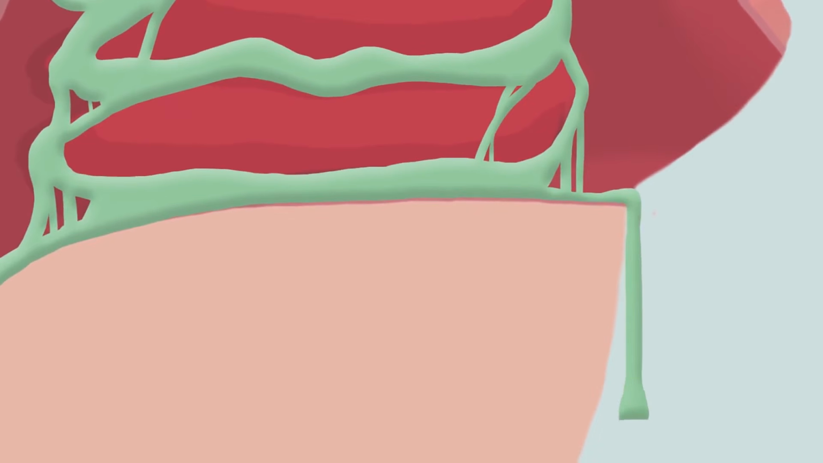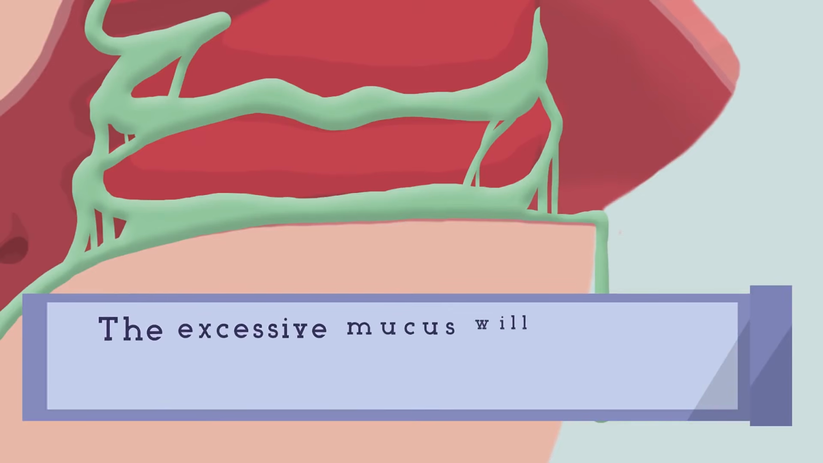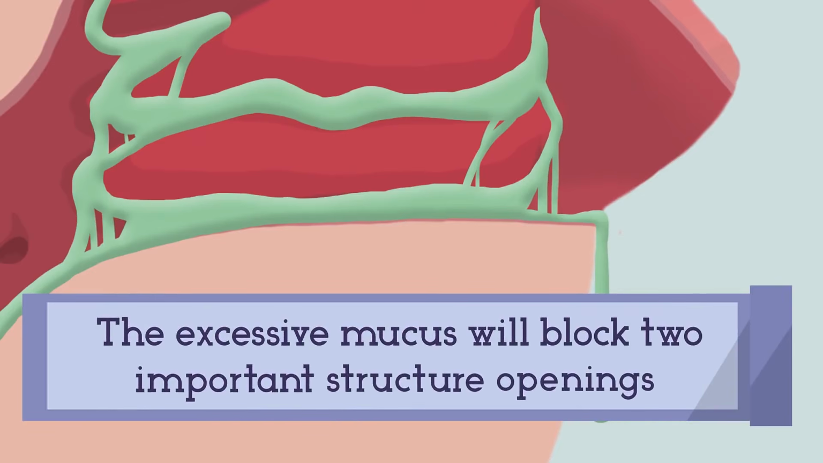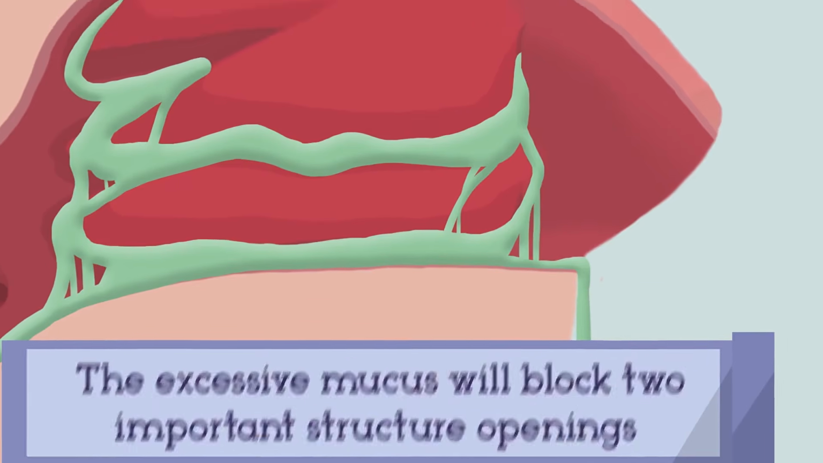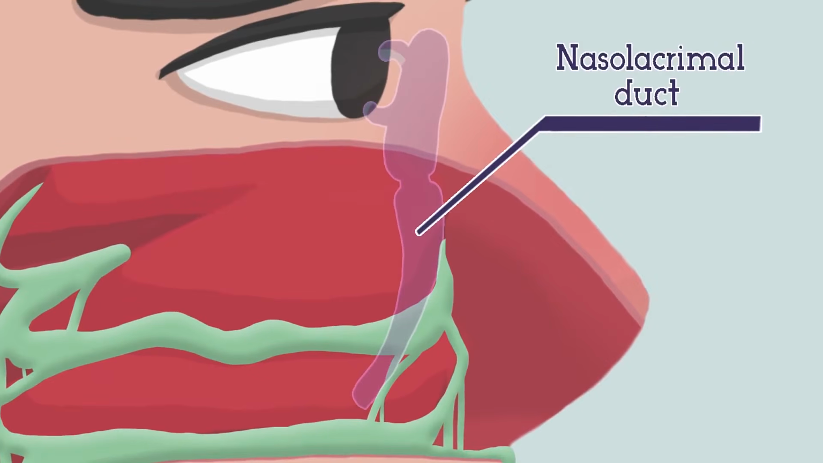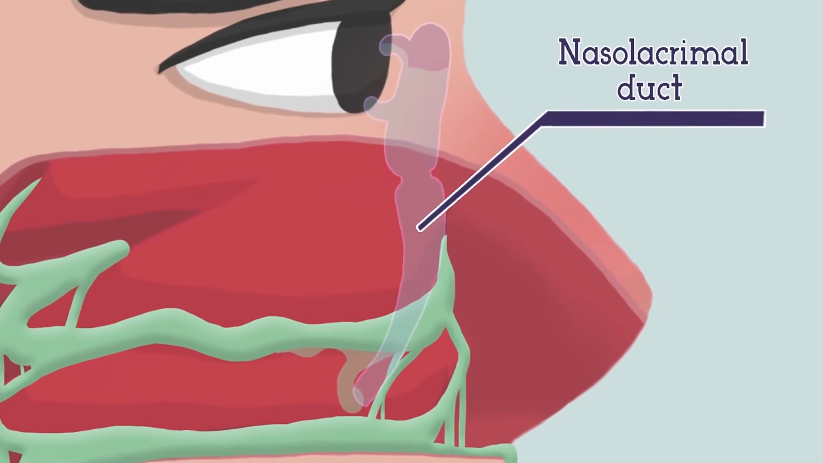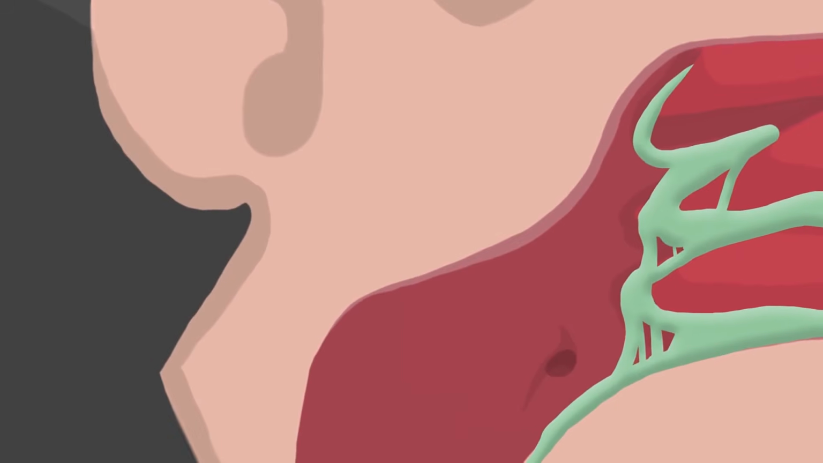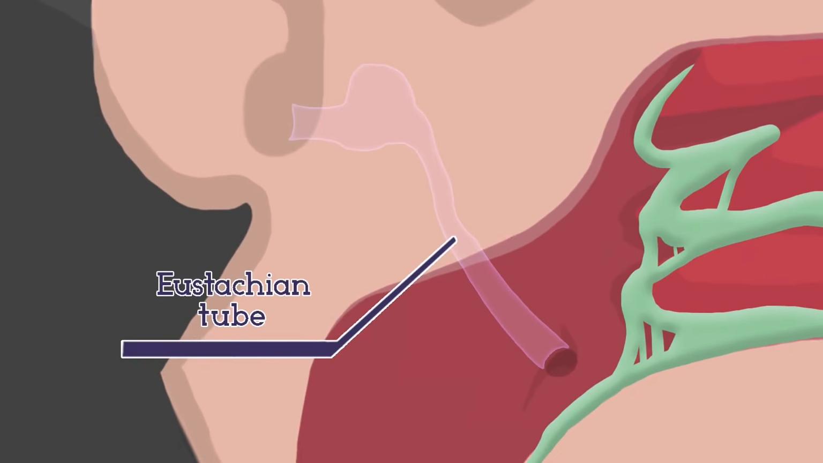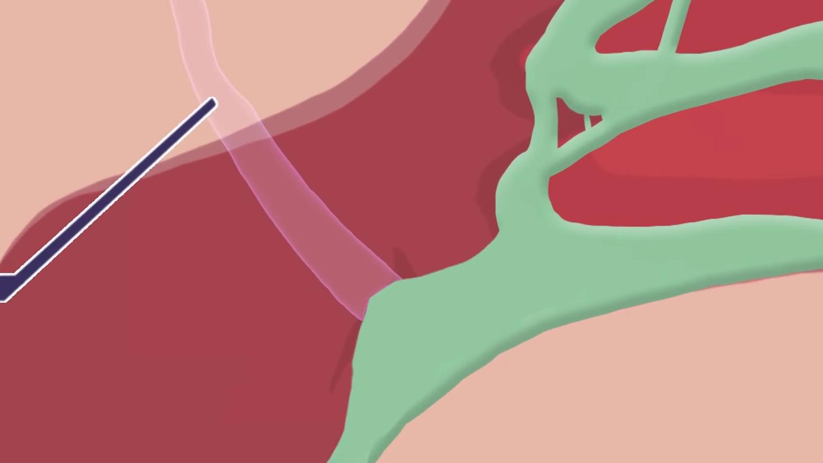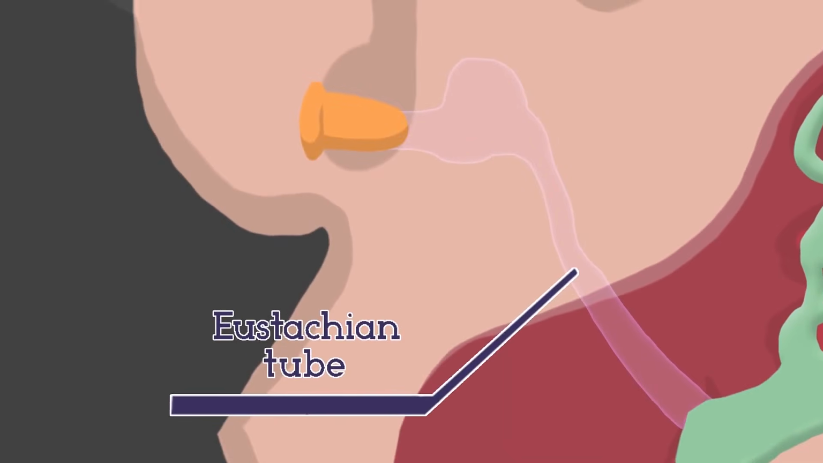This results in nasal drip. This excessive mucus production will block two very important structures opening into nose. 1. Nasolacrimal duct. The purpose of this duct is to drain tears from eyes into nose. But once blocked by excessive mucus production by allergic rhinitis, now you will start having watery eyes. 2. Eustachian tube. This drains the middle ear, and with it blocked too by excessive mucus production by allergic rhinitis, now you will have stuffed ear sensation too.